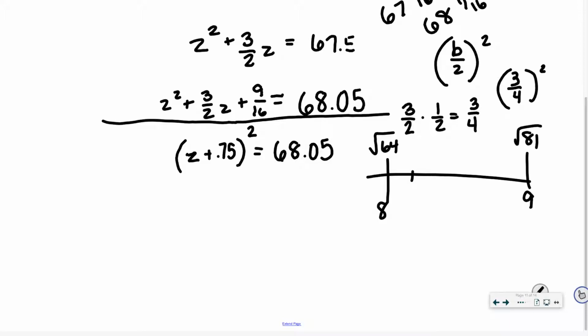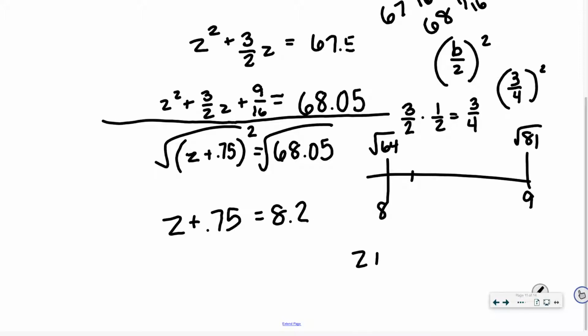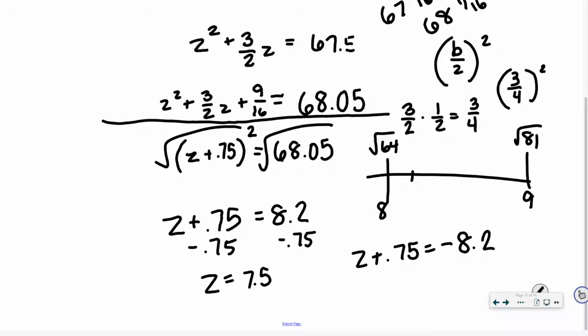We'll run with 8.2. So z plus 0.75, after we find the square root, equals 8.2, or z plus 0.75 equals negative 8.2. So if I subtracted 0.75, z equals 7.55. And then here we would have minus 0.5. z equals negative 8.95.